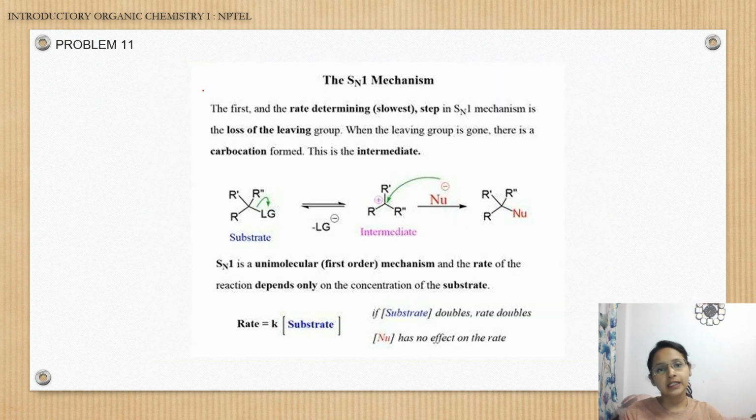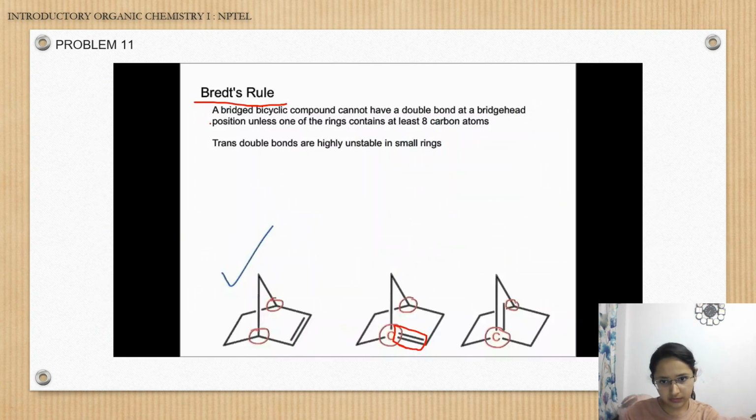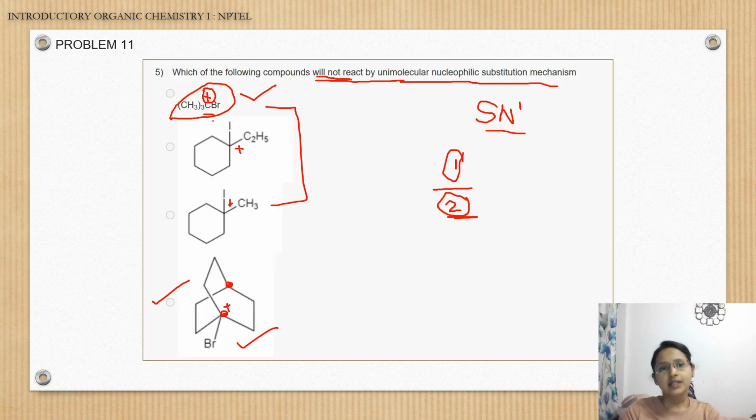Okay, fine. And I'm going to problem number 12. In problem number 12, they are saying the major product formed in the following reaction is. In SN2, you will have primary, secondary, and tertiary. What you have said now, that is the correct sequence only, right?